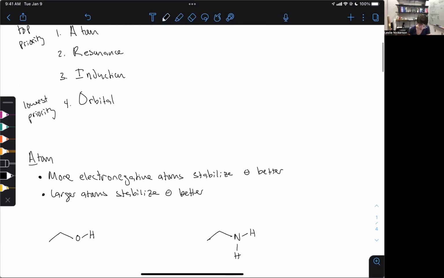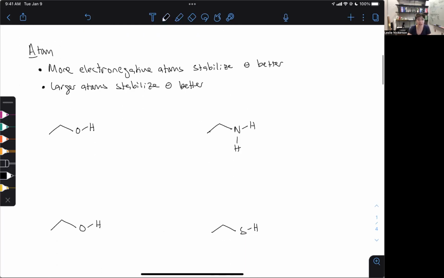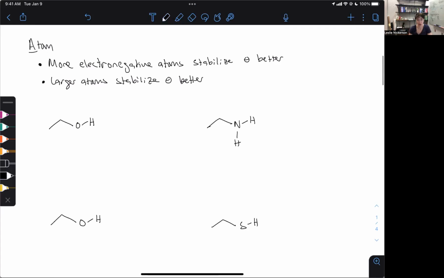Okay, so first one is atom. What we're looking for with atom is the more electronegative atoms we have the negative on, the better we are. Also, larger atoms are going to stabilize that negative charge better. If you've got something really small and you've got a whole bunch of electron density on it, that's hard to keep all of it contained. But the bigger you are, the more you can spread that out, and it's just easier to have that more stable.